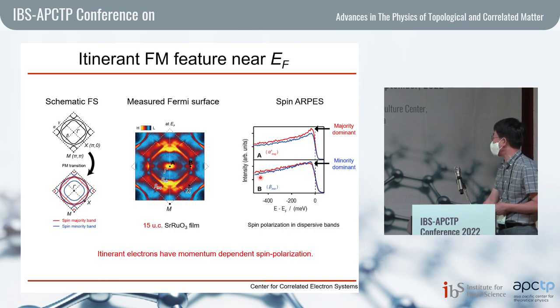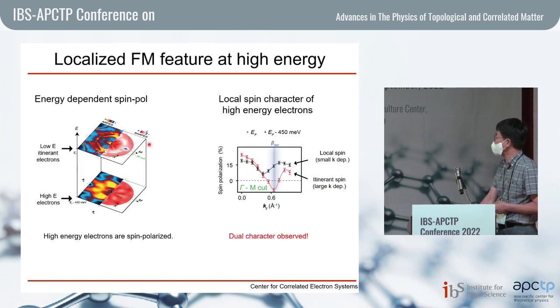So these are from two different momentum points, and at high binding energy, independent of momentum point, majority spins are always dominant. But if we go to the low energy side, depending on the position, sometimes we have majority dominant and sometimes minority dominant. So we decided to look at the momentum dependence. You see at low energy we see blue and red. Somewhere we have minority spins dominant, but somewhere mostly majority dominant. But if you go to high binding energy, it's mostly just the majority spin.